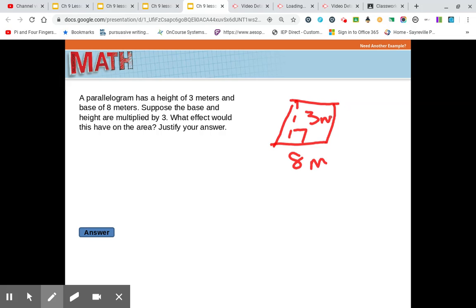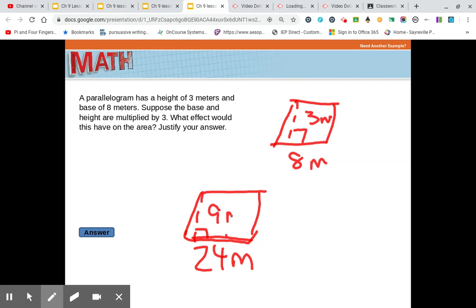Suppose the base and height are multiplied by 3. So now we're going to do a bigger parallelogram here. And sorry, the 8 we're going to multiply by 3. So 8 times 3 is 24 here. And here's our height. And then 3 times 3 is 9.